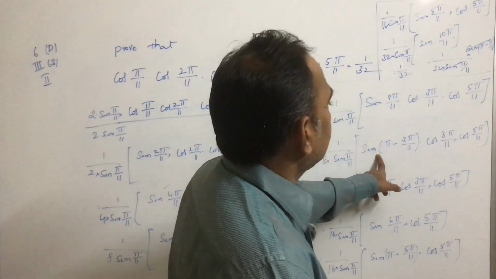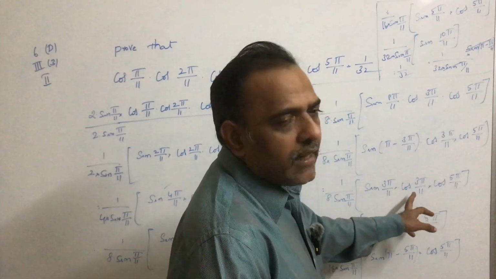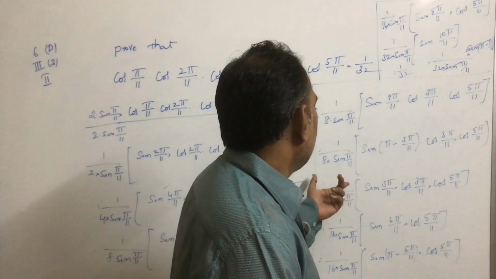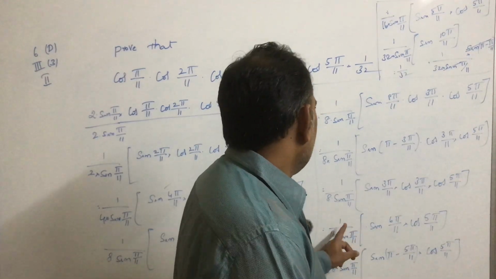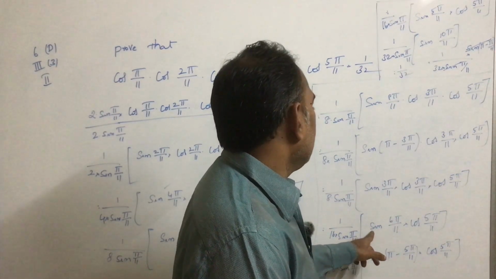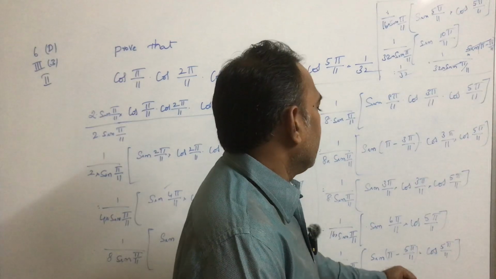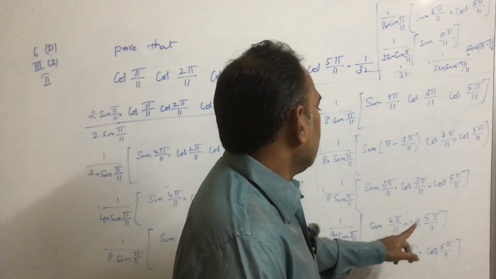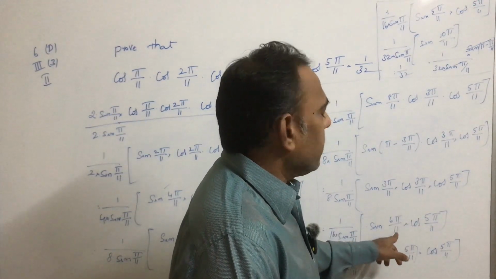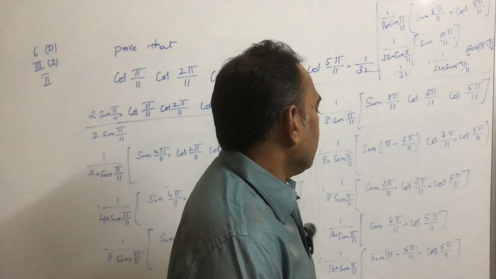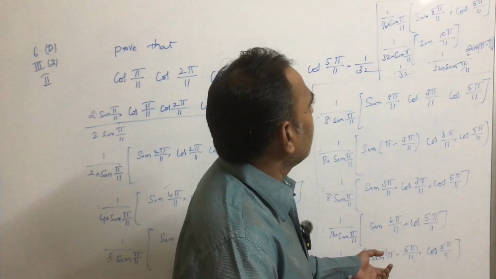The same thing I did here. Again a sin theta term is there, a cos theta term is there, so we need to multiply numerator as well as denominator with 2. It becomes 1 by 16 sin pi by 11 into sin 6 pi by 11 into cos 5 pi by 11. We have a cos term as well as a sin term, but here theta is not the same, right? So 6 pi by 11 can be written as pi minus 5 pi by 11. Sin of pi minus theta equals sin theta, we know, right?